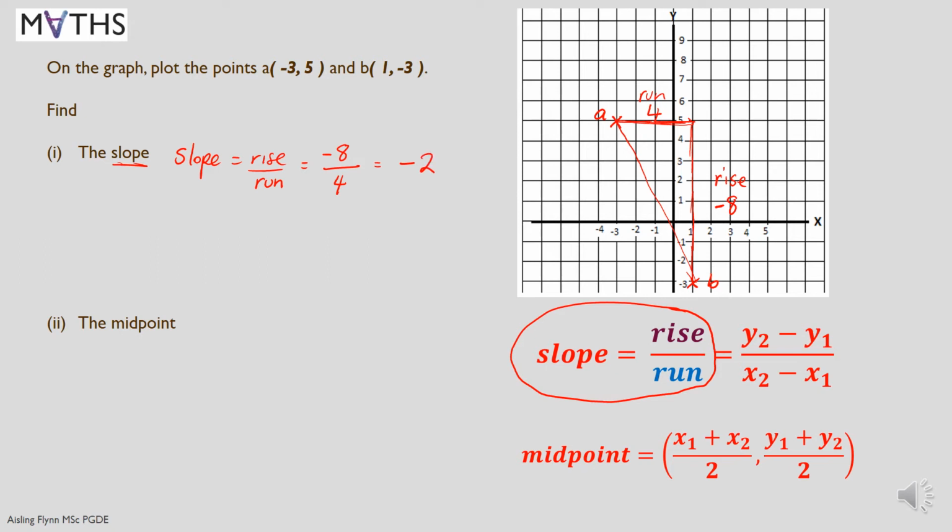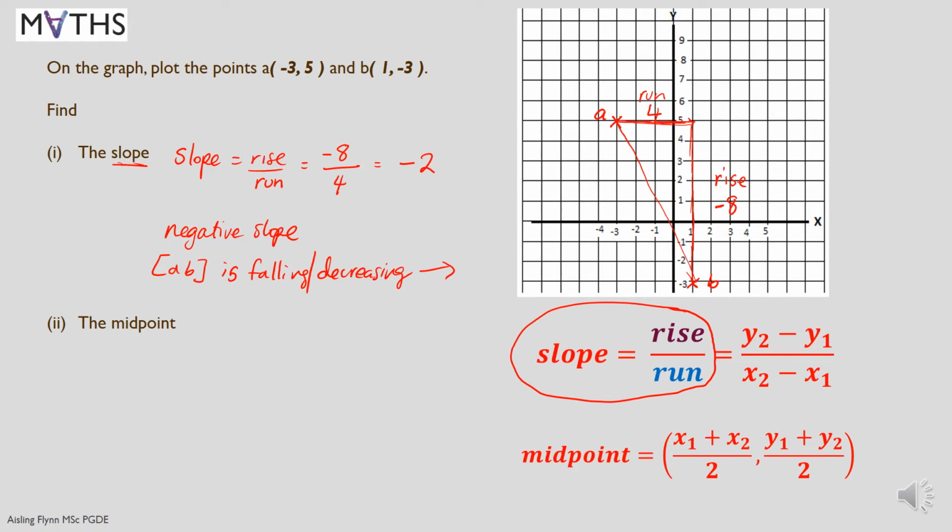So what does the minus sign show us? It shows a negative slope. It shows that the line segment AB is falling or decreasing as you go from left to right.